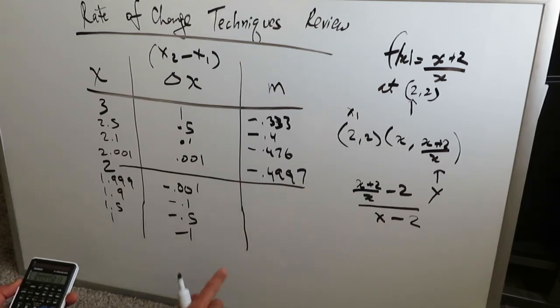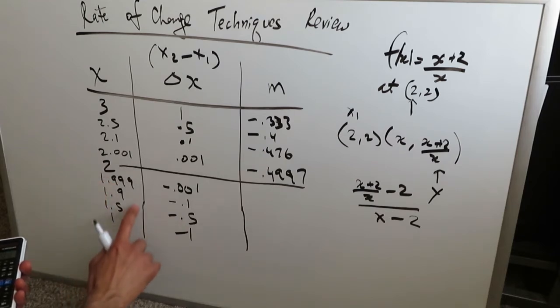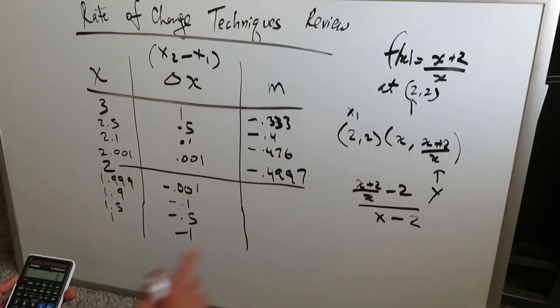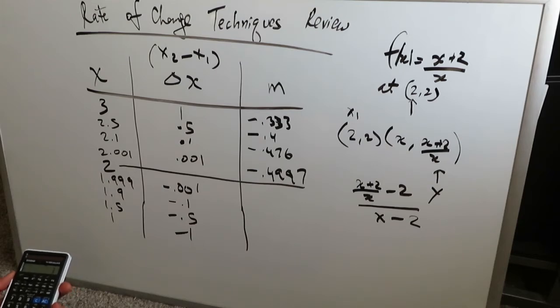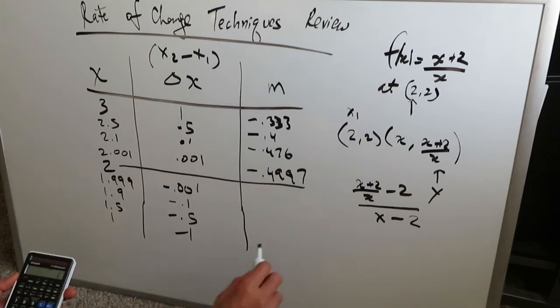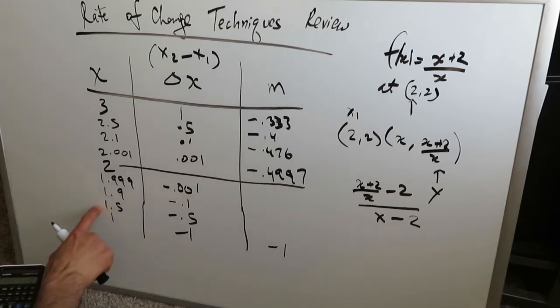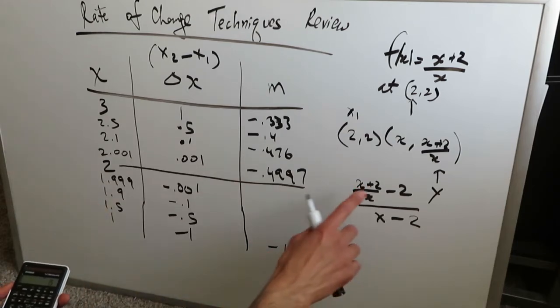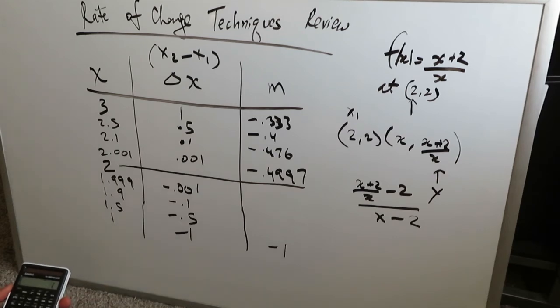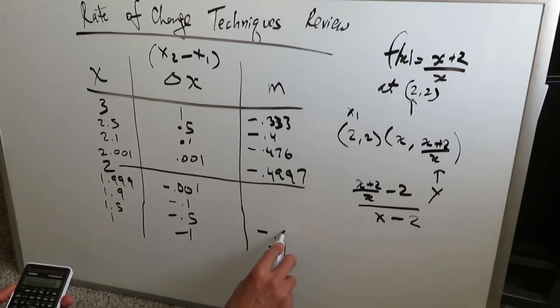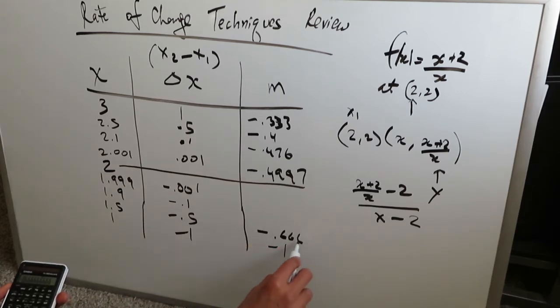Let's work from this direction up. We're going to be plugging these positive values in place of x. I put 1 over here. 1 plus 2 divided by 1 minus 2 divided by 1, I get a minus 1 over here. It's alright, nothing wrong with that. Let's put 1.5, this value. 1.5 plus 2 divided by 1.5 minus 2 divided by 0.5, I get a minus 0.666.